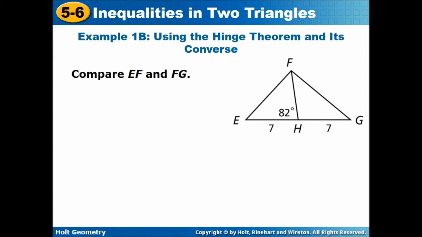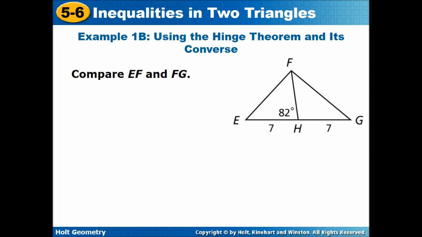Okay, we are on example 1B. Again, we're using the hinge theorem and its converse. And in this case, we're looking at triangle EFG. And EFG has a line segment FH, and H is the midpoint of the base of the triangle, EG. So that means that that portion of the base known as EH is going to be congruent to that portion known as HG. You'll also note that they've identified angle EHF as being 82 degrees.